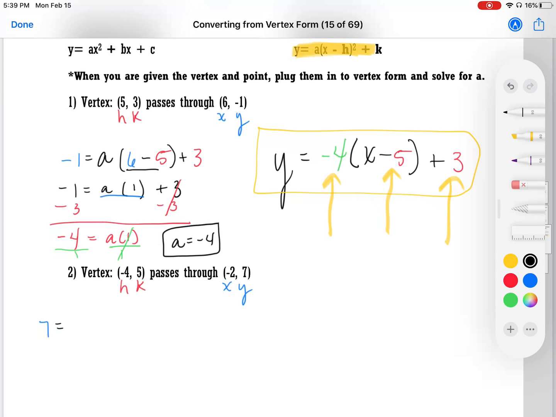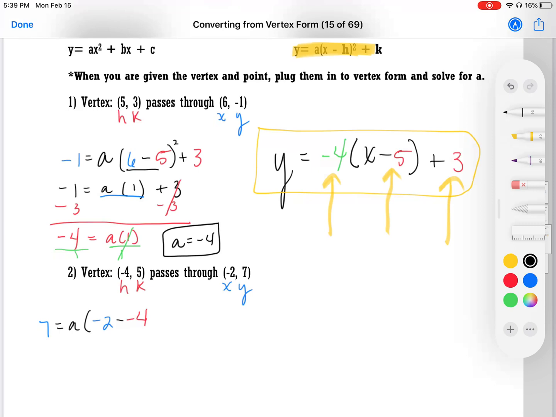Then it says equals A, parentheses. Then it says take your X. My X number is a -2. Then there's a minus sign. Then it says H. My H value is -4. Oh no, I messed that previous one up. Whoops.